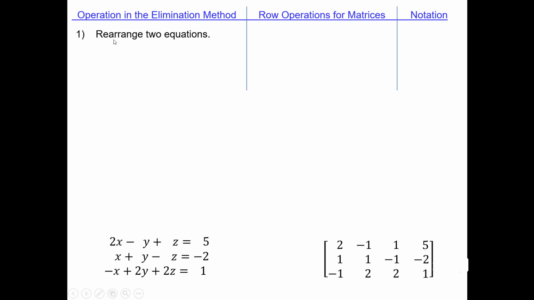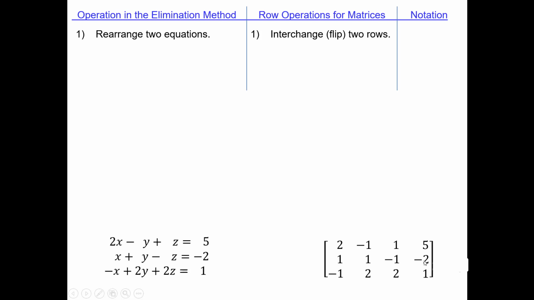Well, the first thing is that we could rearrange any two equations. Meaning, if I wanted to, I could move this equation to be the first equation written and move this to be the second one. So I could just interchange these two equations and it doesn't change the system, it just changes the order. Since each row indicates a corresponding equation, that must mean that I can interchange two rows. So I would move the 1, 1, -1, -2 up to the first row, and then move the 2, -1, 1, and 5 down to the second row.